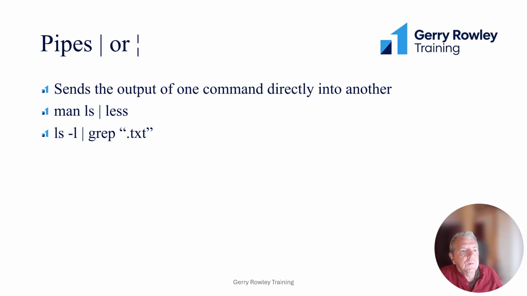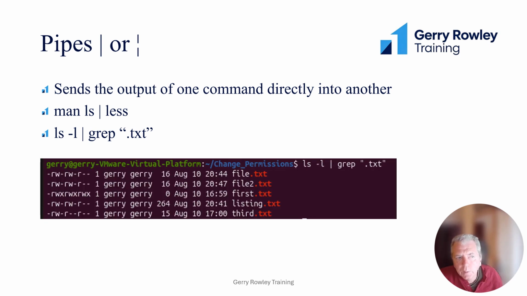Piping sends the output of one command to another. The example I'm showing there is man ls, but that happens automatically at the minute. A grep command will search and display the lines that contain what's inside the inverted commas. So in this case, I'm doing a list file in long form, but I'm only showing the lines that contain .txt. So that's a kind of a filtering device.